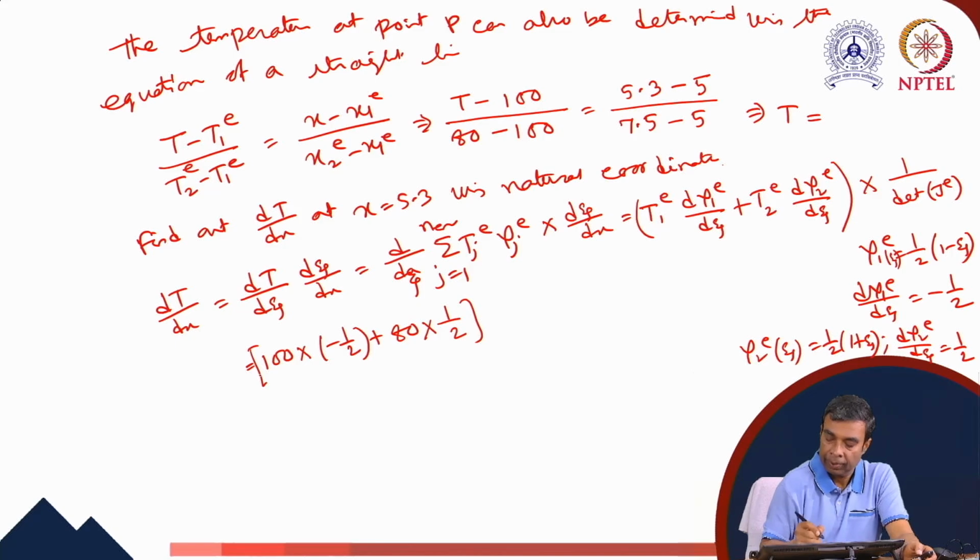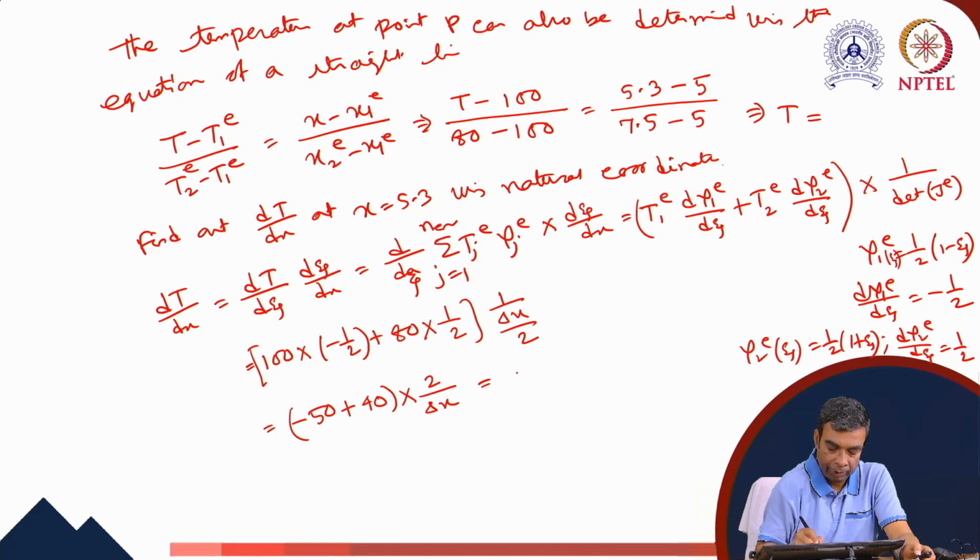Now the determinant of the Jacobian is delta x by 2. So this is 1 by (delta x by 2). So this equals (minus 50 plus 40) into 2 by delta x, equals minus 10 into 2 divided by (7.5 minus 5), equals minus 20 divided by 2.5, equals minus 8.